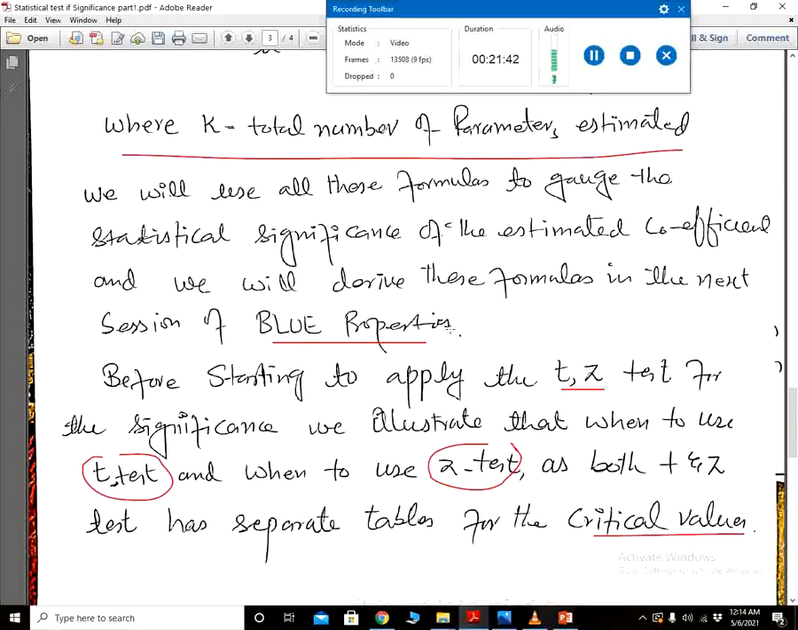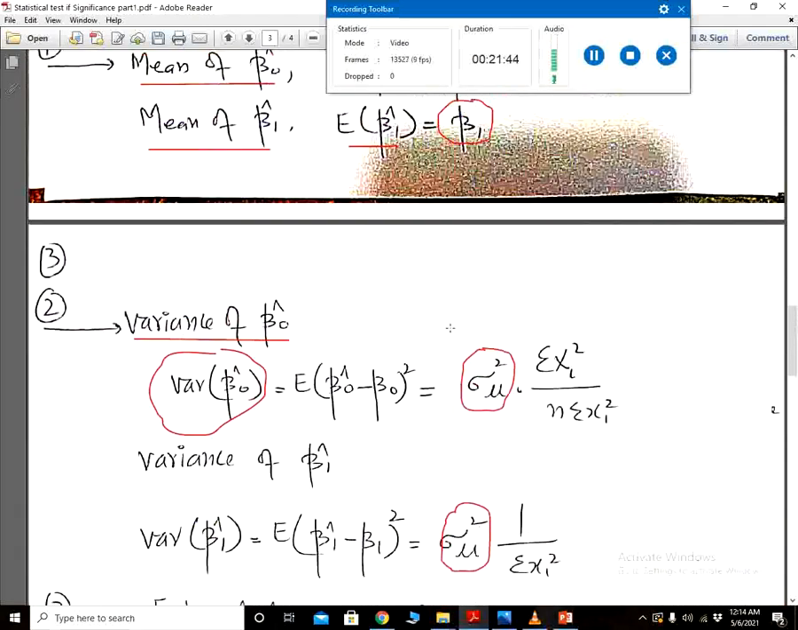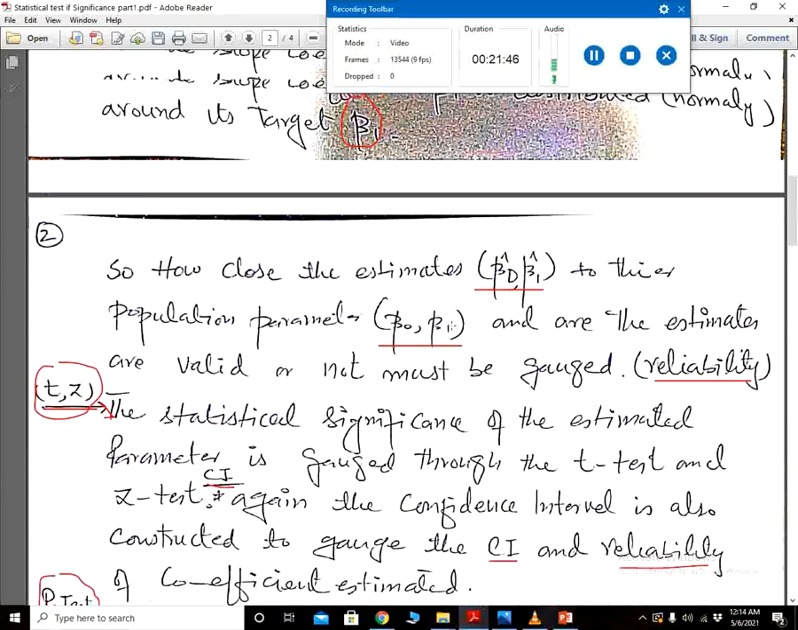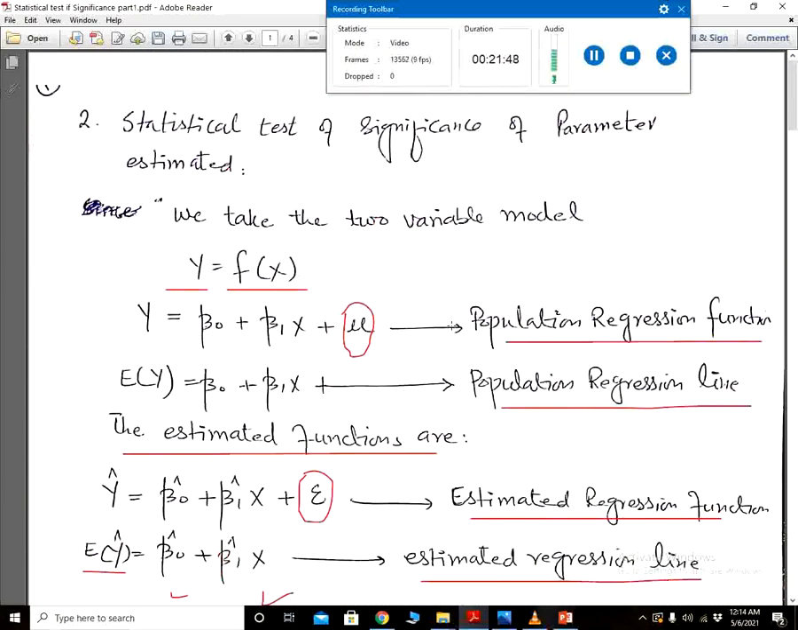And now this was the introduction of how we can test the significance of the estimated parameter.